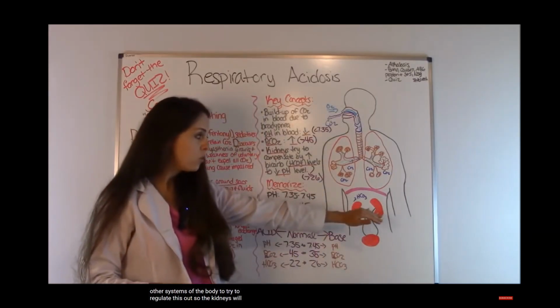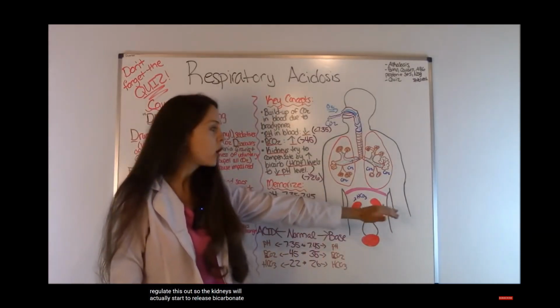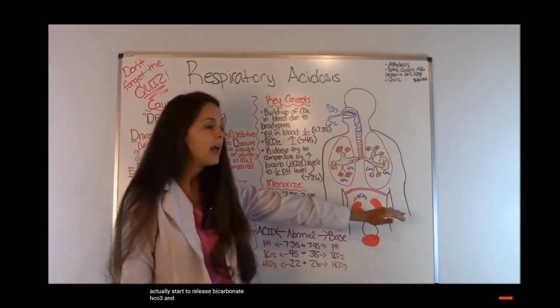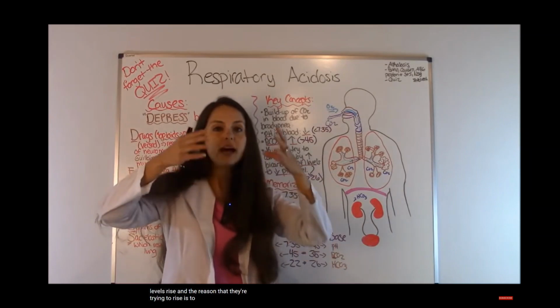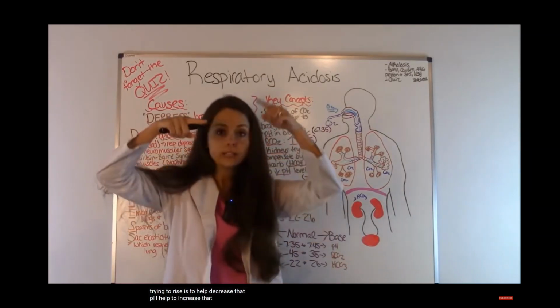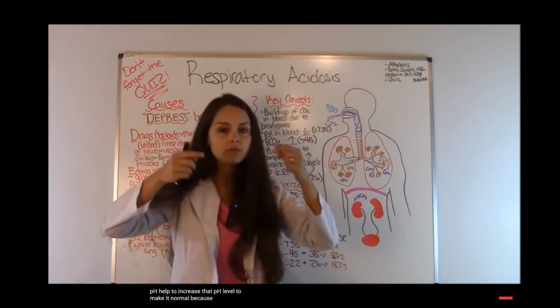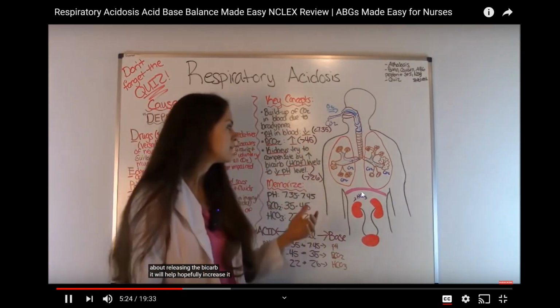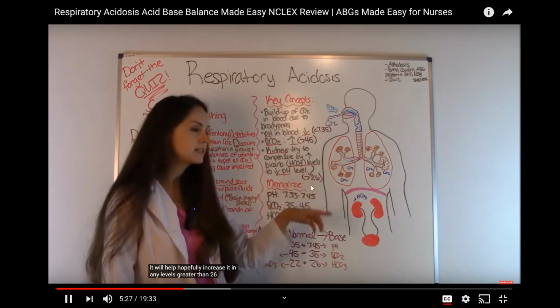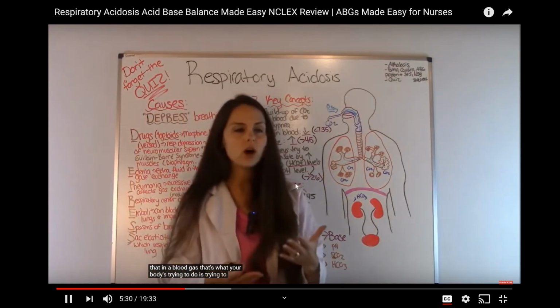So the kidneys will actually start to release bicarbonate, HCO3, and you will start to see these levels rise. And the reason that they're trying to rise is to help increase that pH level, to make it normal, because right now it's decreased and they want to increase it. So by releasing the bicarb, it will help hopefully increase it. And any levels greater than 26, if you see that in a blood gas, that's what your body's trying to do, is trying to compensate with that.